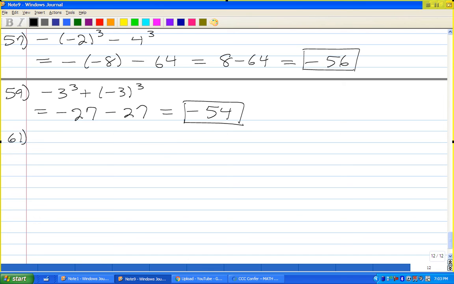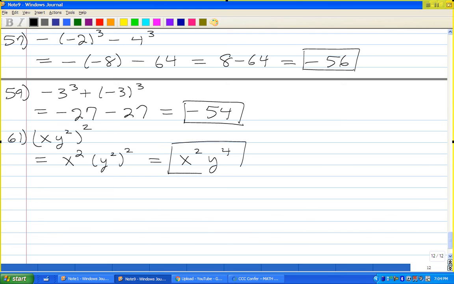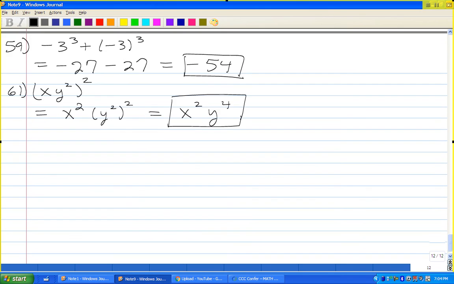Problem 61. In exercises 61 through 70, simplify the expression using the power rule. So this is x, y squared, squared. So let me raise each of these to the power 2. So it's x squared times y squared squared. Well, I have a base to a power, so let's multiply exponents. 2 times 2 is 4. So x squared y to the 4. Let me do problem 63.